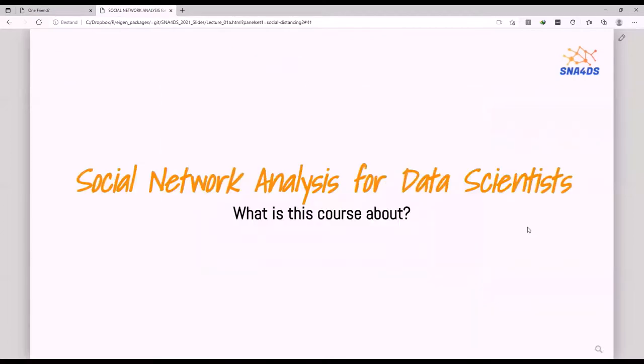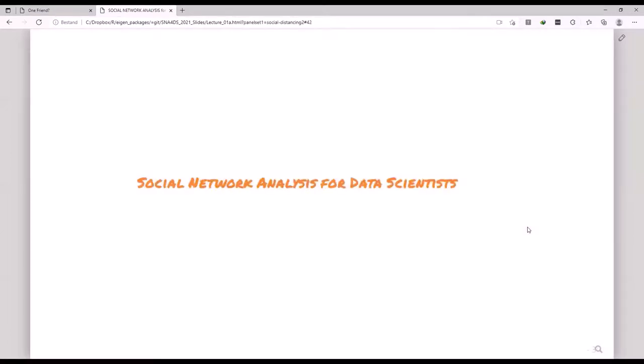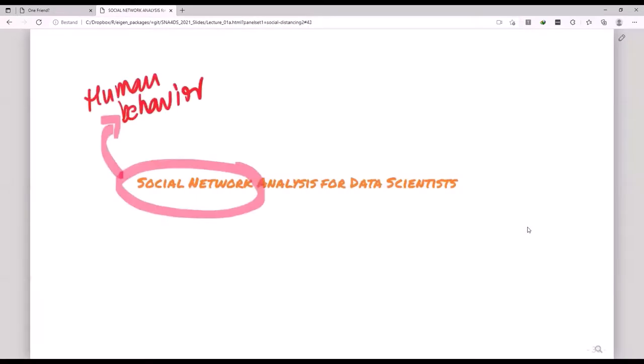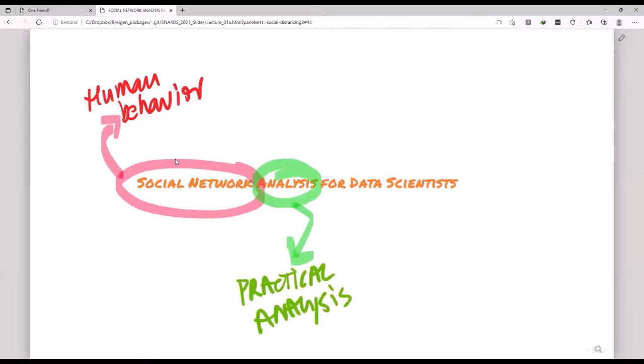So our course is about social network analysis for data scientists. And let me very quickly summarize what that means. We are going to focus mainly on human behavior. There are lots of different kinds of networks, but especially the last kinds of networks that I showed you are networks that are created by humans. So we're going to look at mainly networks of humans or created by humans.